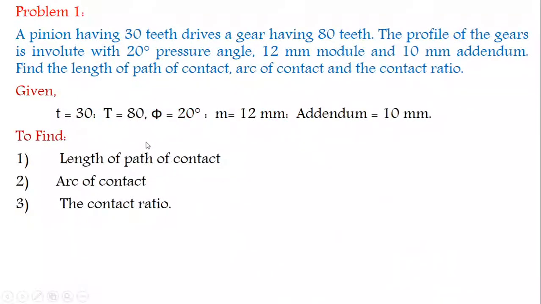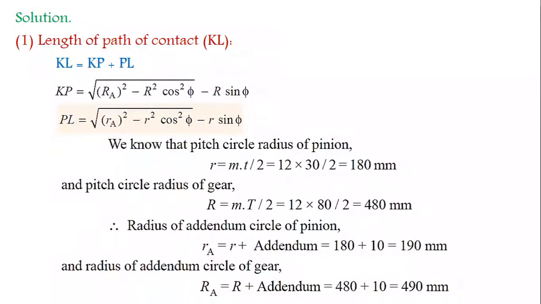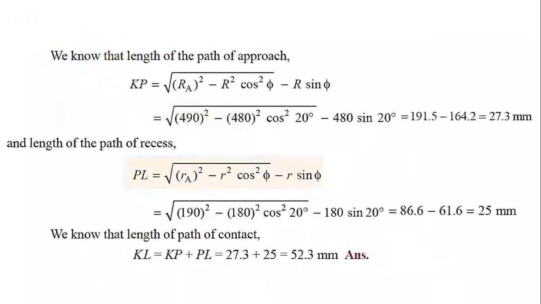First, length of path of contact, arc of contact, and contact ratio. The three things are found now. Okay, let's go for the second problem.